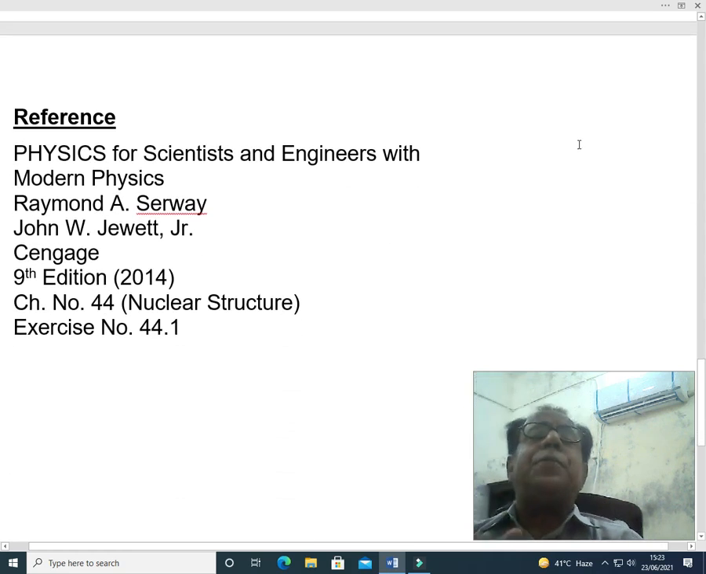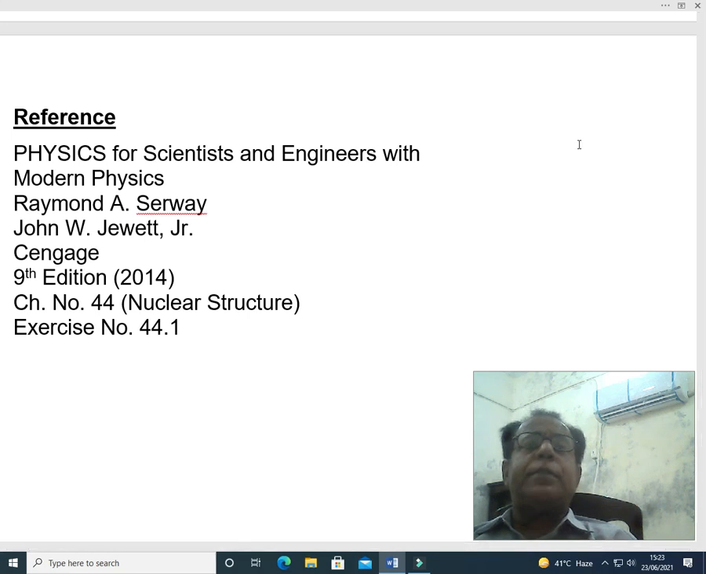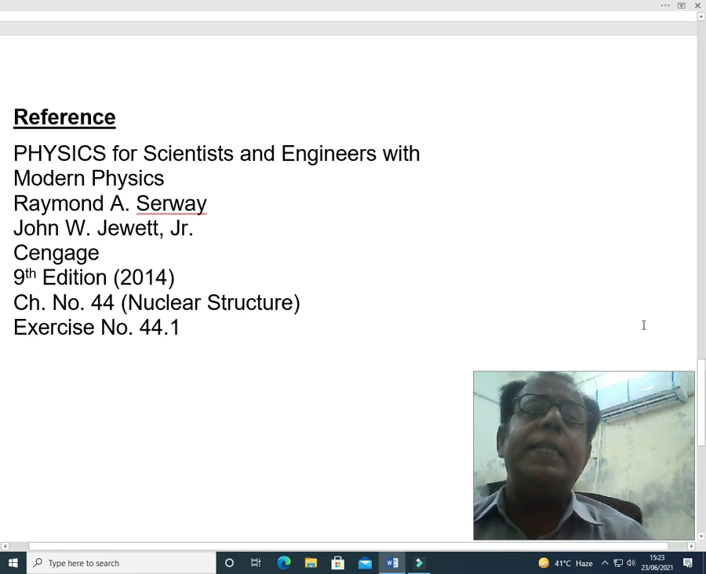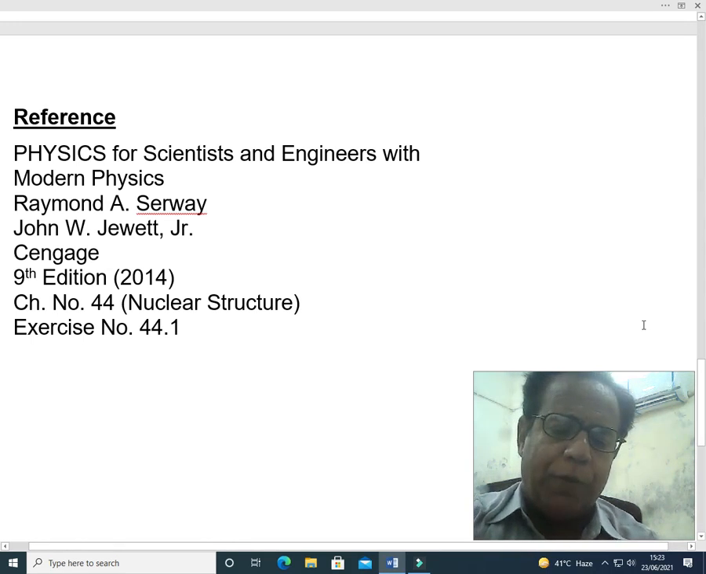Now we come towards the reference from where we have chosen this problem. Reference book is Physics for Scientists and Engineers with Modern Physics. Authors are Raymond A. Serway and John W. Jewett Jr. Its publisher is Cengage, and its 9th edition, 2014, has been adopted. Here chapter number 44, that is nuclear structure, is our concerned chapter, and this problem has been enumerated as exercise number 44.1 in this book, and this is the end of our module.